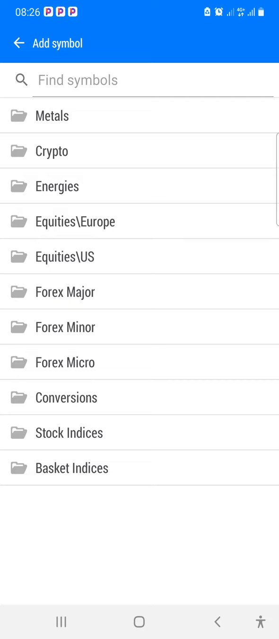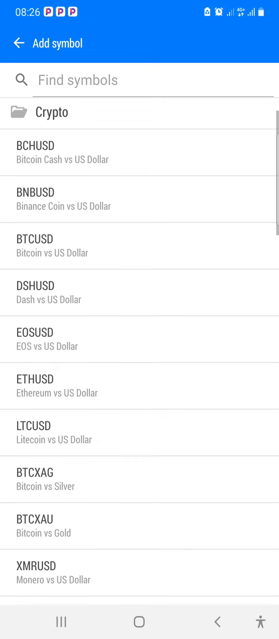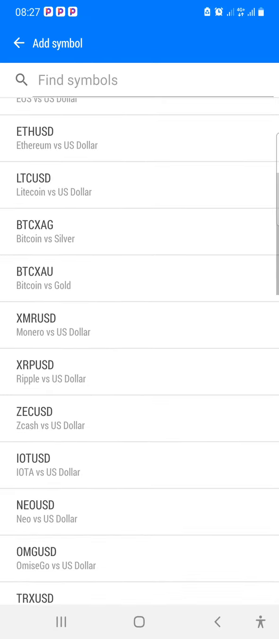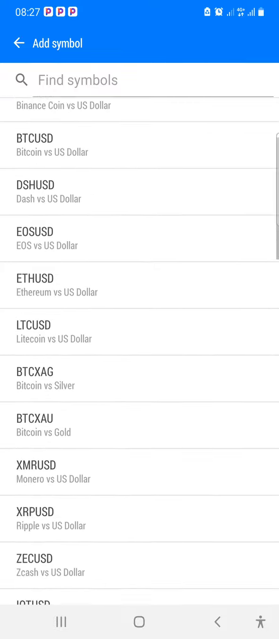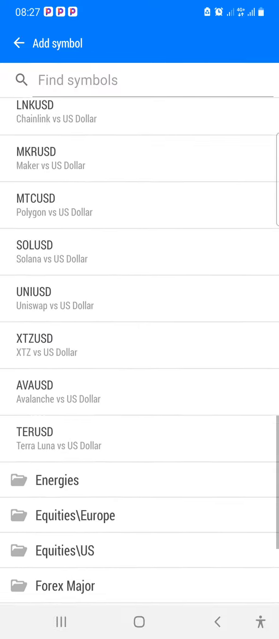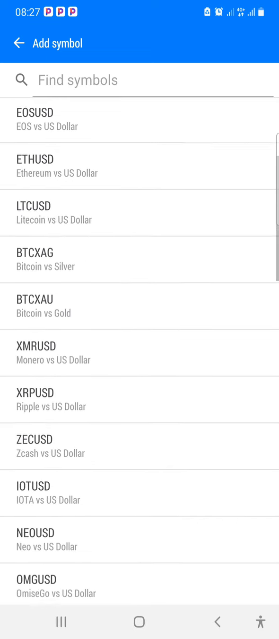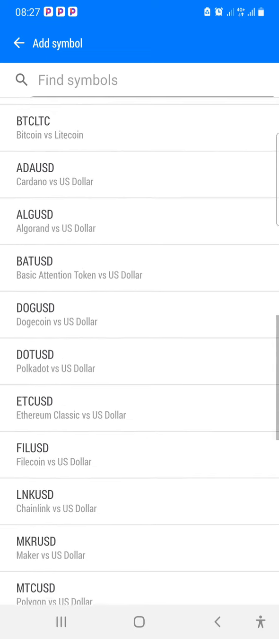Just that you need to know that when trading in MetaTrader 5, instead of leverage, you use lot sizes. So you need to know how to calculate it. These are some of the crypto here: BTC, USD, and the like. You can see them now. If I want to add BTC, let me add BTC. Now I'm done with that.